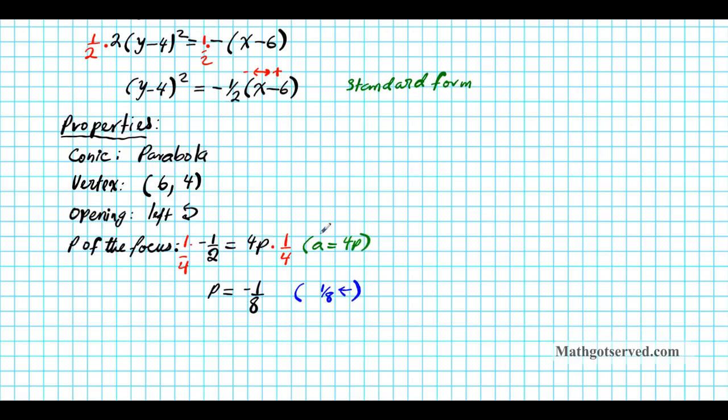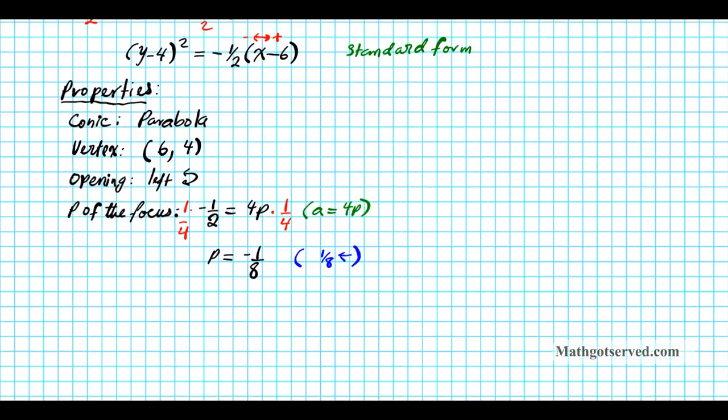Okay, all right, now that we have p of the focus, let's determine the directrix of our parabola. Okay, so let's go ahead and write that down. Directrix. Now, how do we know where the directrix is? The directrix is going to be 1/8, positive 1/8, okay? Or 1/8 units to the right of the vertex.